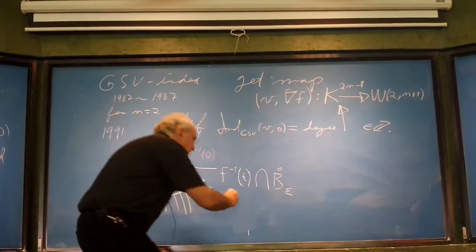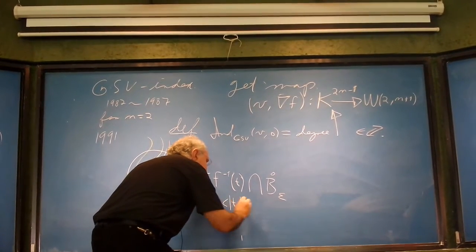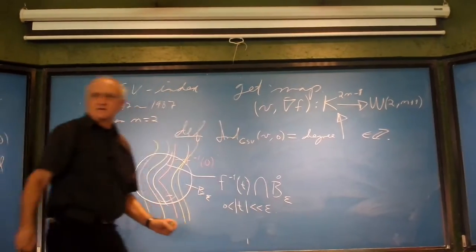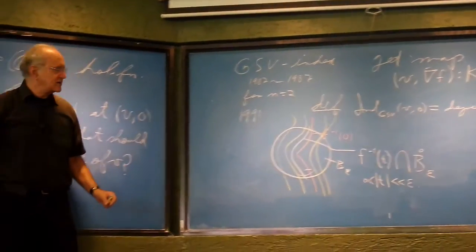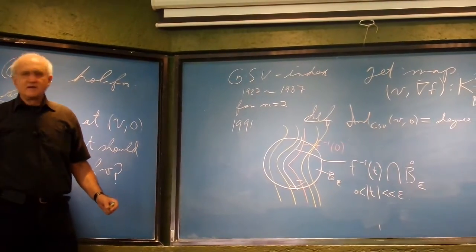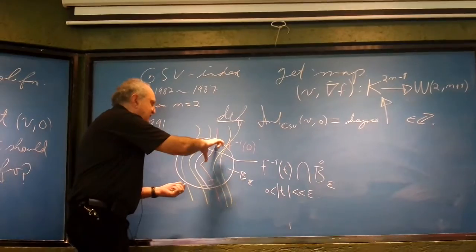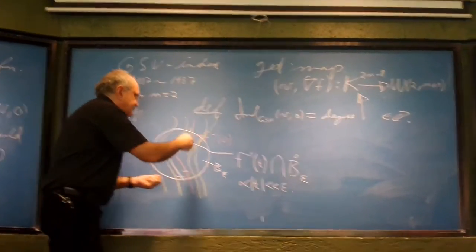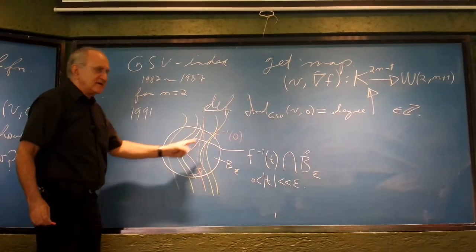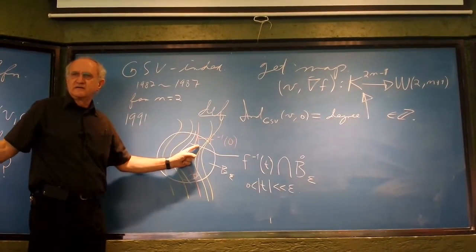Okay? For T greater than zero and sufficiently small with respect to the size, that is what we call a Milnor fiber. Okay? And now here, if you look at the boundary, this is intersecting this fiber transversally, and this intersection is what we call the link.